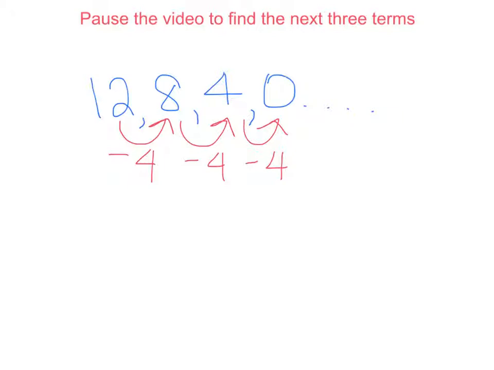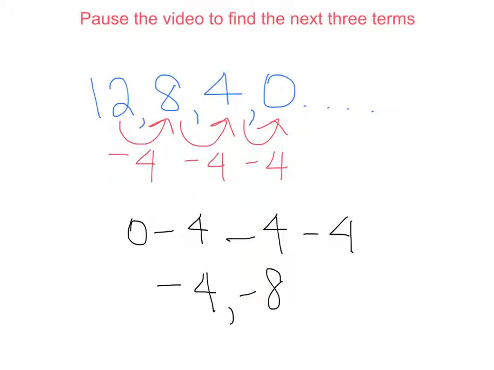Now you continue this to find the next three terms. So 0 minus 4 is negative 4. Negative 4 minus 4 is going to be negative 8. Minus 4 would be negative 12.